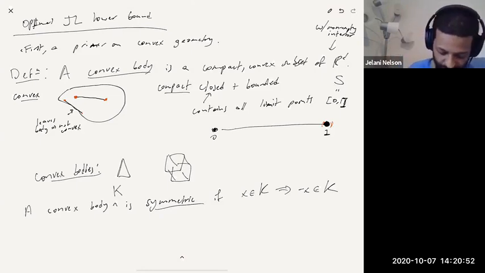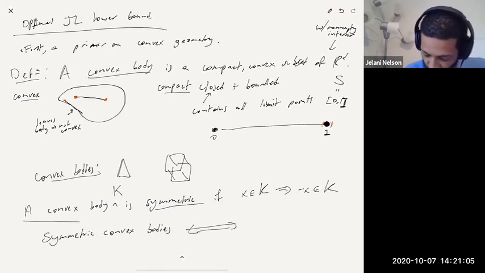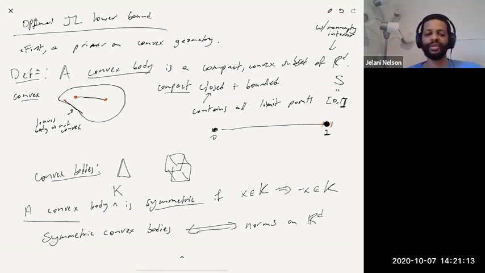Now, a fact, which I'm not going to prove, is that symmetric convex bodies are basically the same thing as norms. So for every norm, that norm defines a body, a symmetric convex body, and for every symmetric convex body, that thing defines a norm. These two things are equivalent. So whenever you want to tell me about a norm, you can tell me it by, for example, telling what the body is.